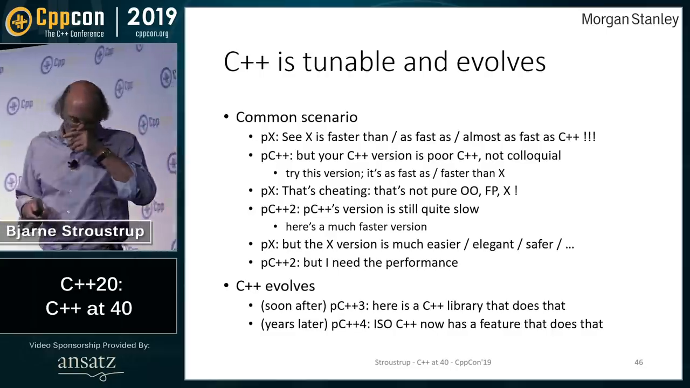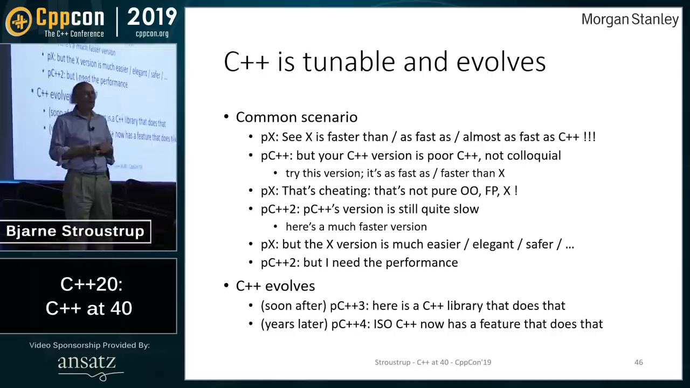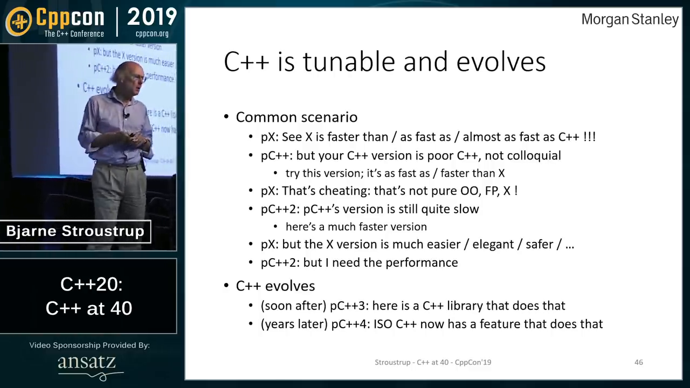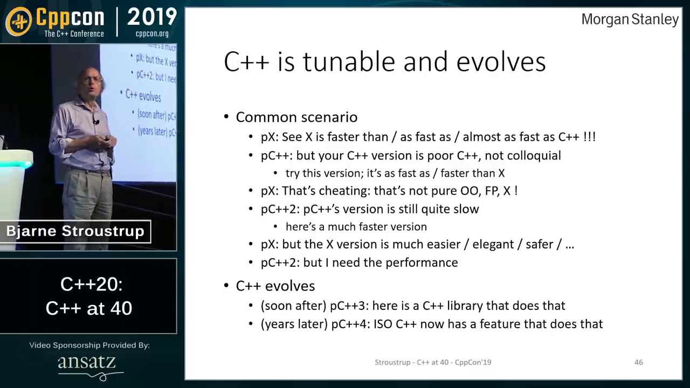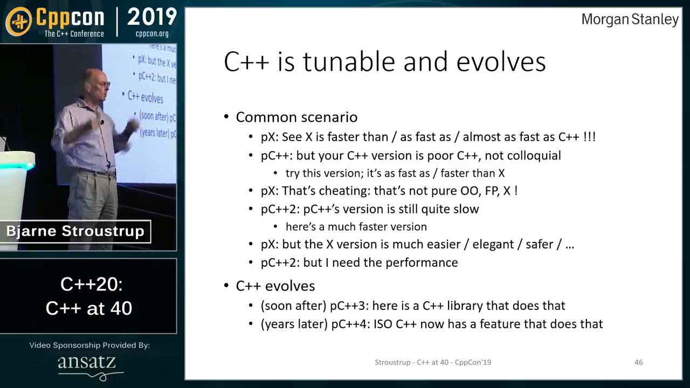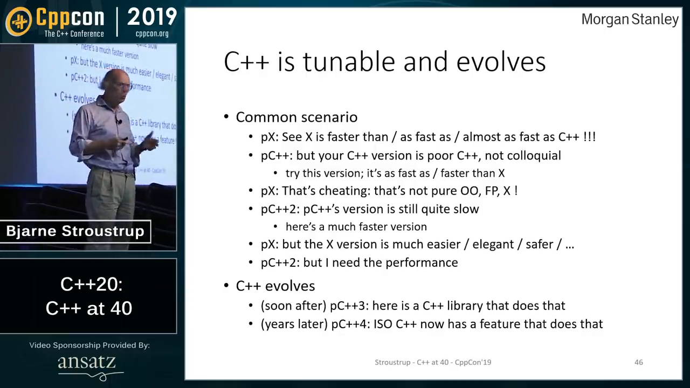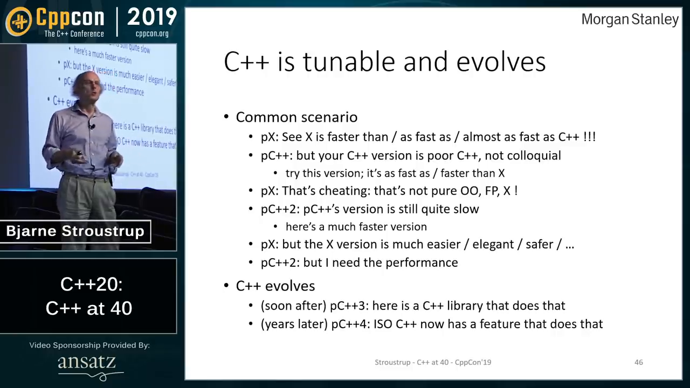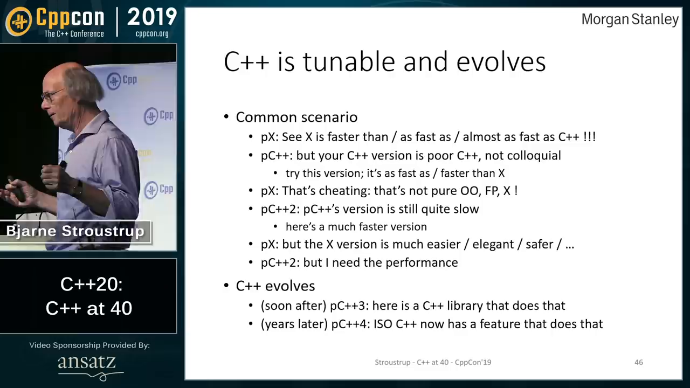So one thing that I find with C++ is that it's tunable. And there's a scenario I find in person or on the web many times every year. A proponent for some, usually new language, X says, look, see, X is faster than, or as fast as, or almost as fast as C++. It is interesting that being not that much slower than C++ is often claimed to be a great achievement.